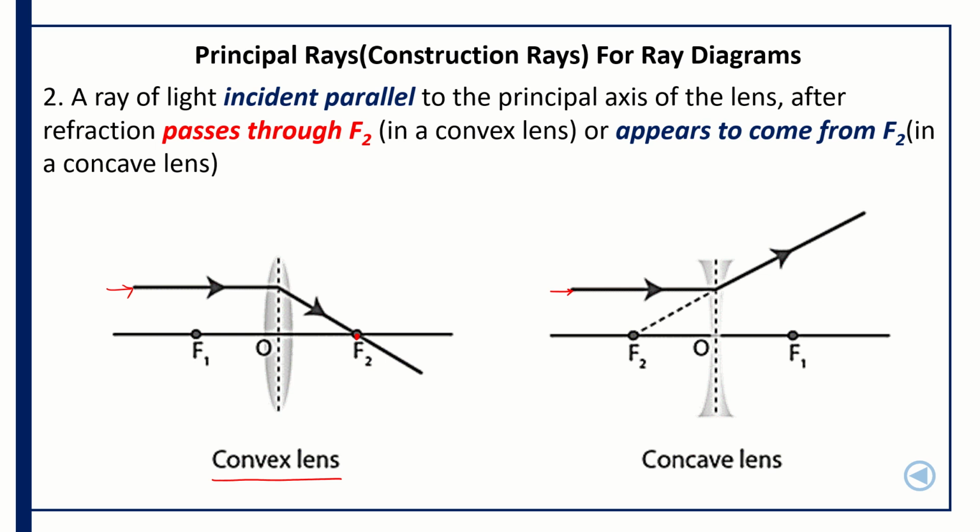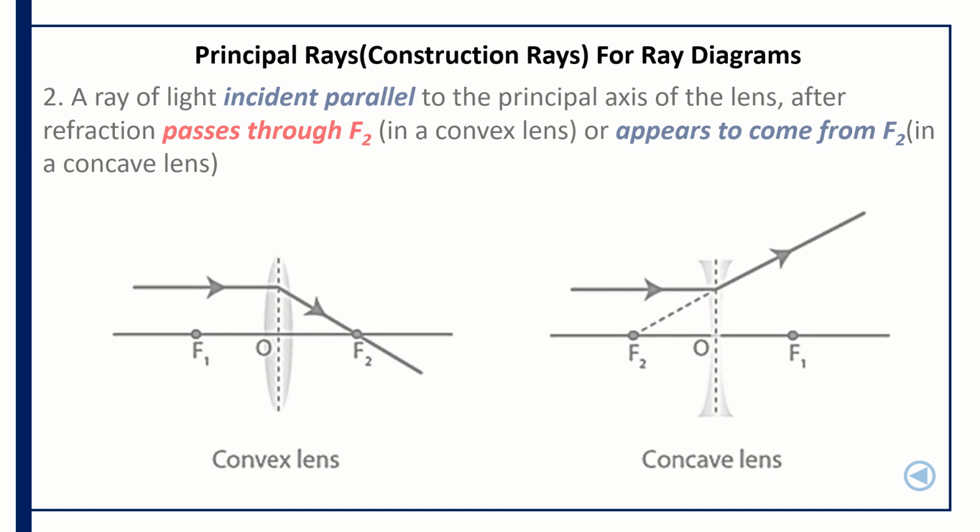So this is the secondary principal focus point, and we feel like the divergent ray is originating from that point. If we extend that, this is the imaginary ray extension, and that extended ray appears to come from F2 in the case of a concave lens. So this is the second principal ray for construction of a ray diagram, where we can find out where our image is getting formed. So let's try to understand the third one.